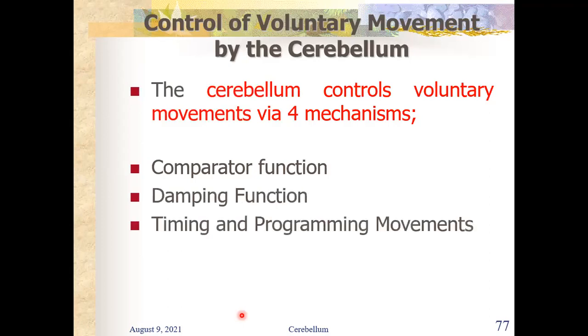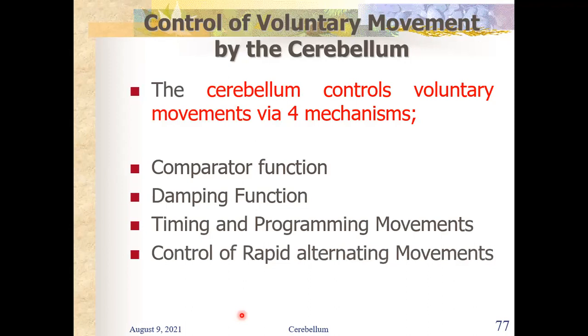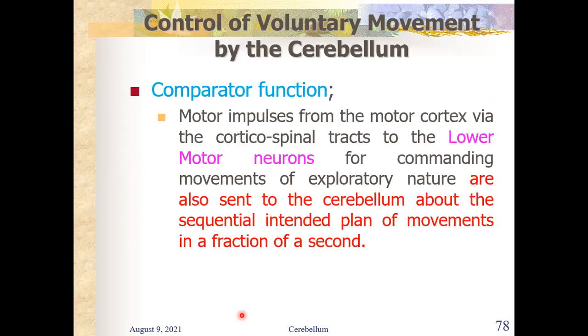It controls voluntary movements via four mechanisms: comparator function, damping function, timing and programming of movement, and it also controls rapid alternating movements. In comparator function, the motor impulses from the motor cortex via the corticospinal tract to the lower motor neurons are there for commanding movements of an exploratory nature.